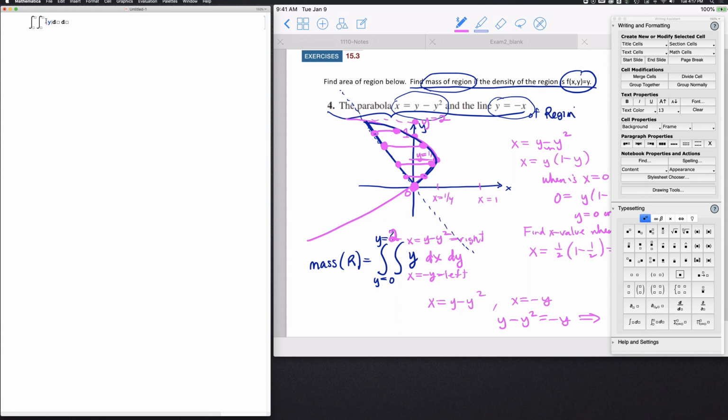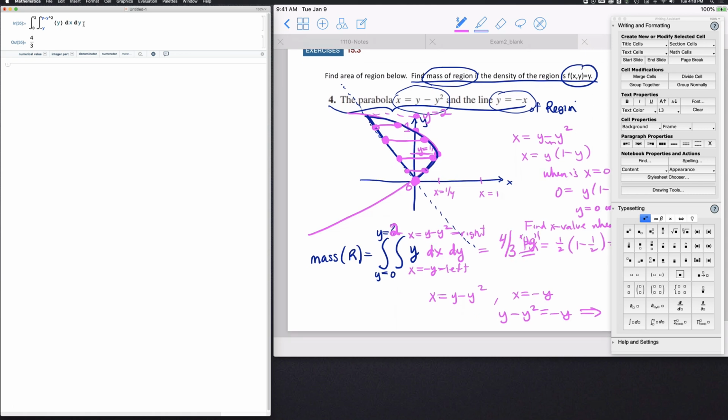We know that we're integrating a density function y. We've chosen the dx dy ordering. y goes from 0 up to 2. x goes from negative y on the left to y minus y squared on the right. And that integral evaluates to 4/3. So the mass of this region is 4/3, probably kilograms, or whatever the units are.